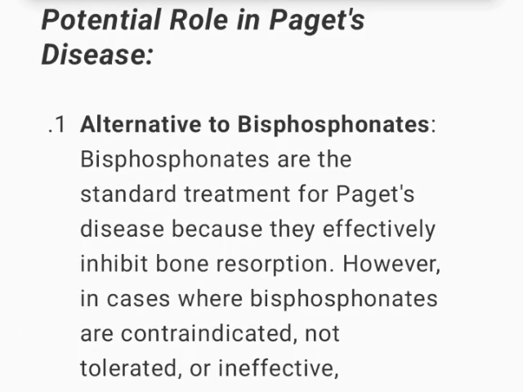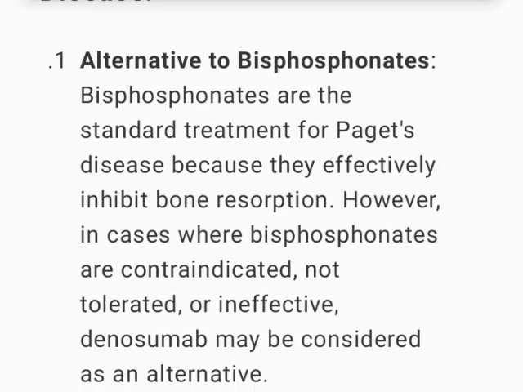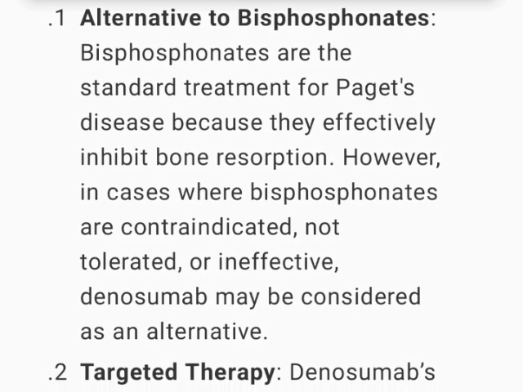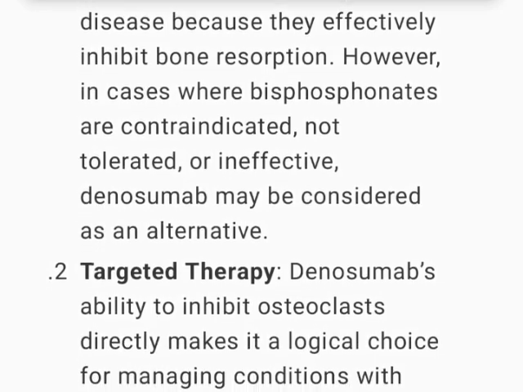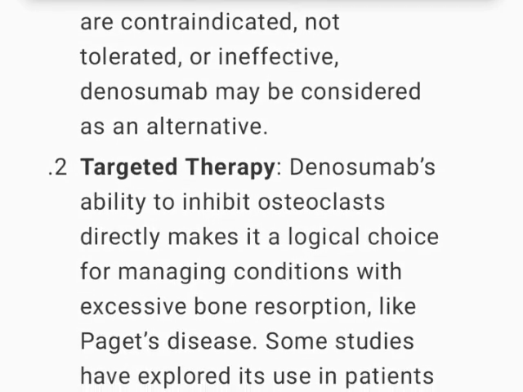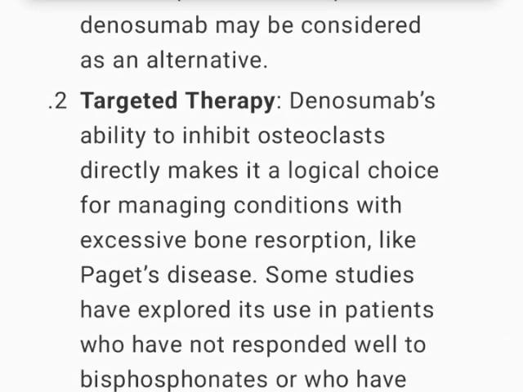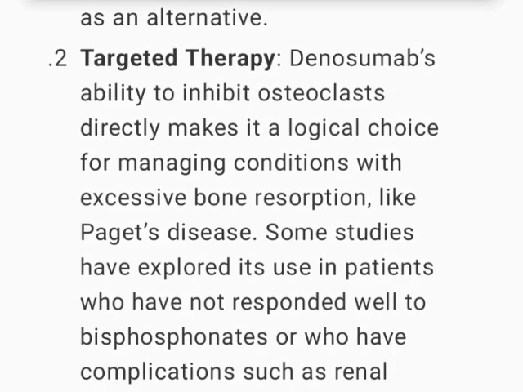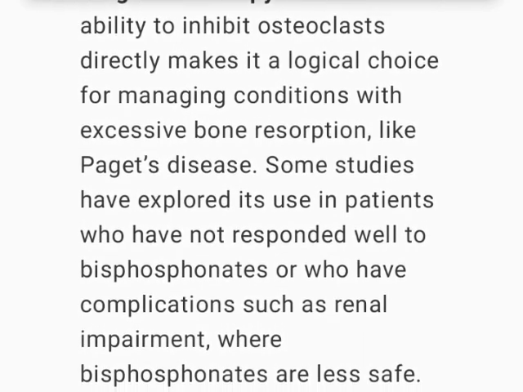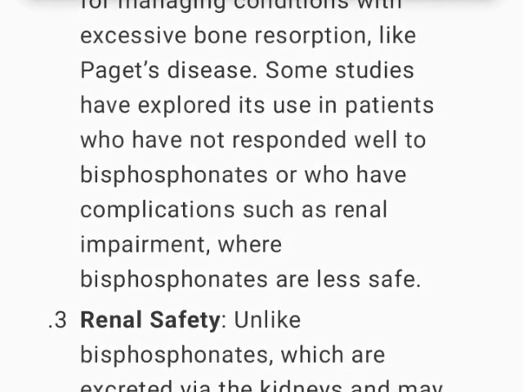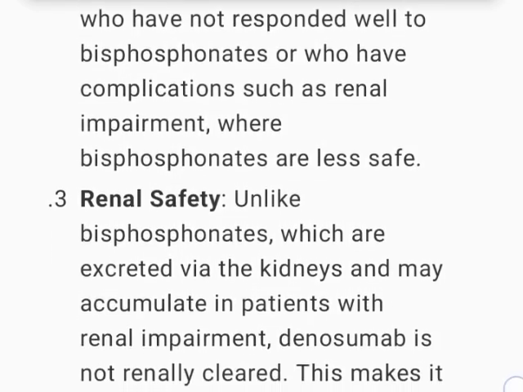1. Alternative to bisphosphonates. Bisphosphonates are the standard treatment for Paget's disease because they effectively inhibit bone resorption. However, in cases where bisphosphonates are contraindicated, not tolerated, or ineffective, denosumab may be considered as an alternative. 2. Targeted therapy. Denosumab's ability to inhibit osteoclasts directly makes it a logical choice for managing conditions with excessive bone resorption, like Paget's disease. Some studies have explored its use in patients who have not responded well to bisphosphonates or who have complications such as renal impairment, where bisphosphonates are less safe.